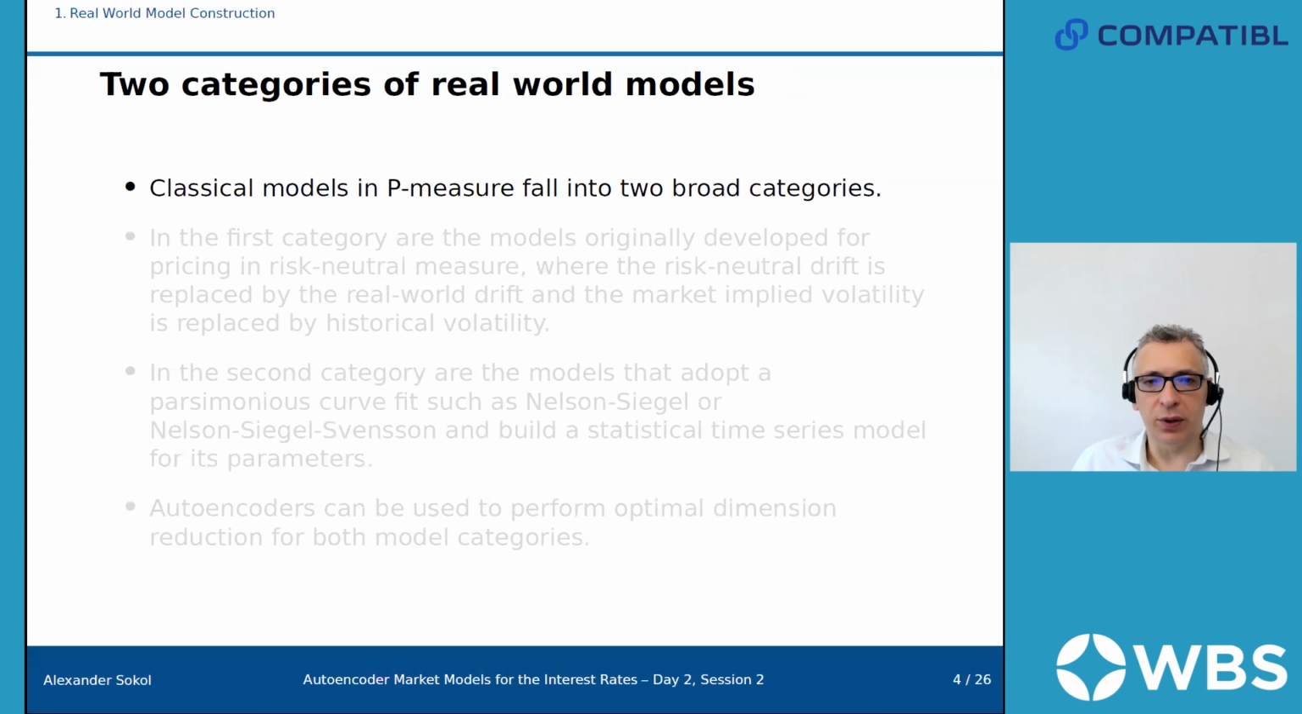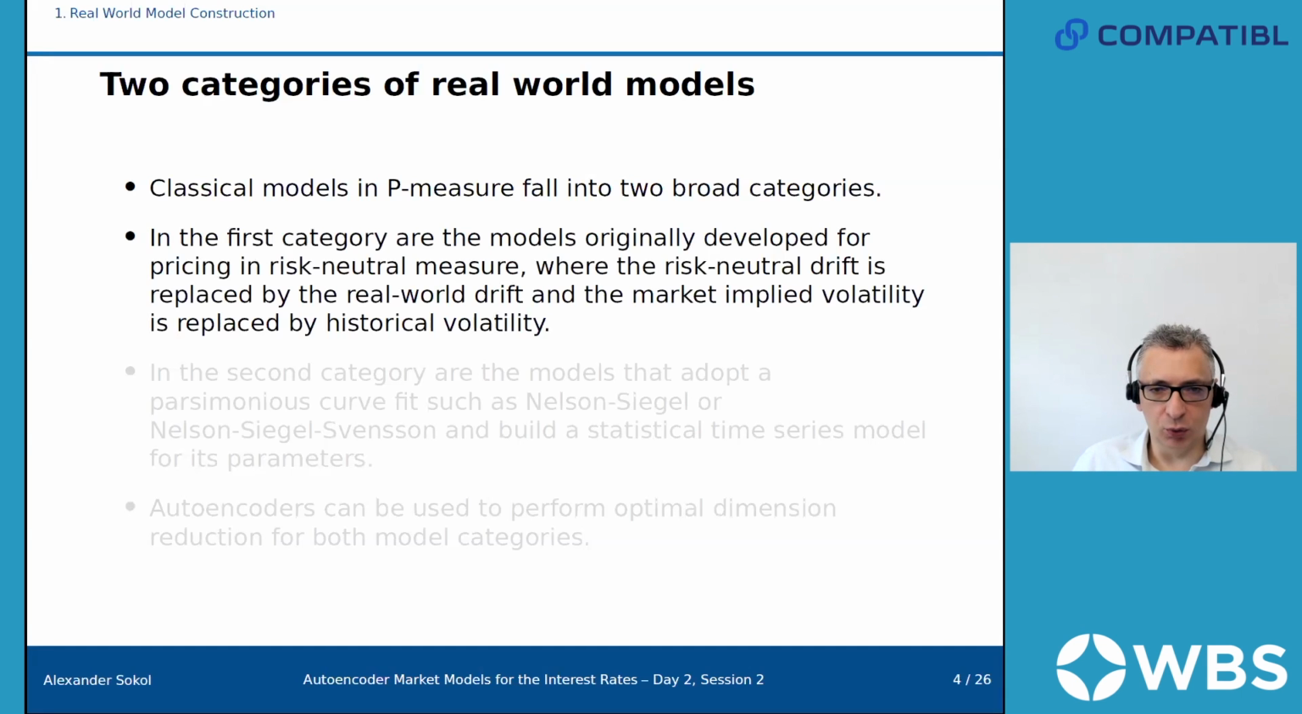So there are two categories of real world models. Classical models in P measure fall into two broad categories. The first category are the models originally developed for pricing in risk neutral measure, where the risk neutral drift is replaced by real world drift, and market implied volatility is replaced by historical volatility. So you take your risk neutral model, change the drift, change the volatility, you're done, right?